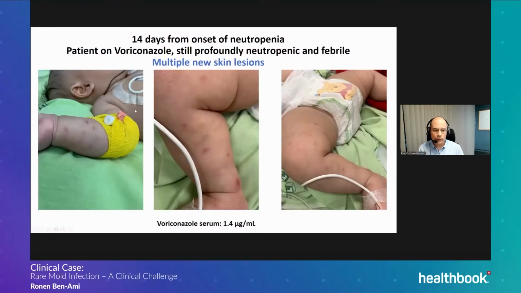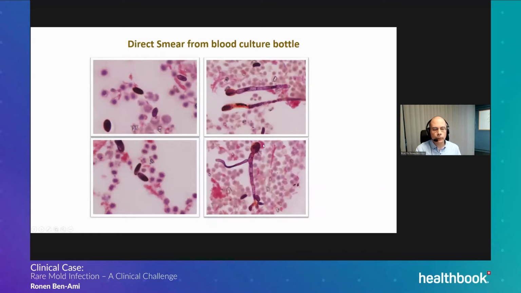Soon after that, this patient develops skin lesions, which are subcutaneous erythematous nodules on her upper and lower limbs. Voriconazole serum level was measured very close to the time that these pictures were taken. It was 1.4 micrograms per ml, so within what we would consider a therapeutic range. And soon after that, her blood cultures become positive.